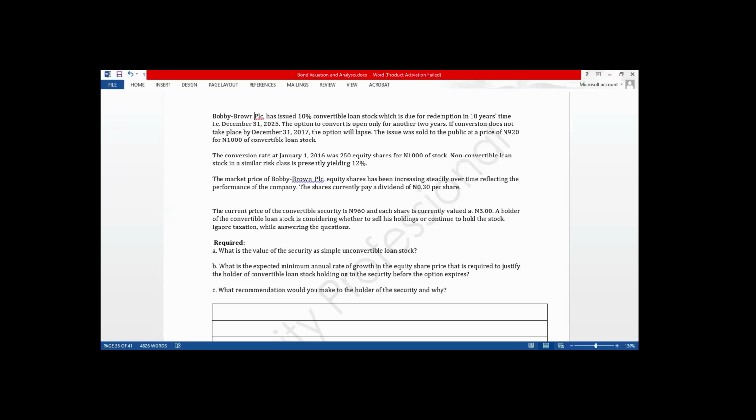Requirements A. What is the value of the security as a simple, unconvertible loan stock?